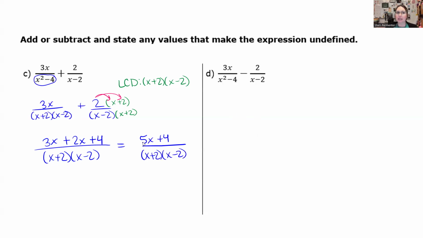Can you factor anything out with 5 and 4? No. So that is my answer, but I still have to state any restricted values. So X can't be equal to what and what? Very good. And remember that the order of your restricted values doesn't matter.